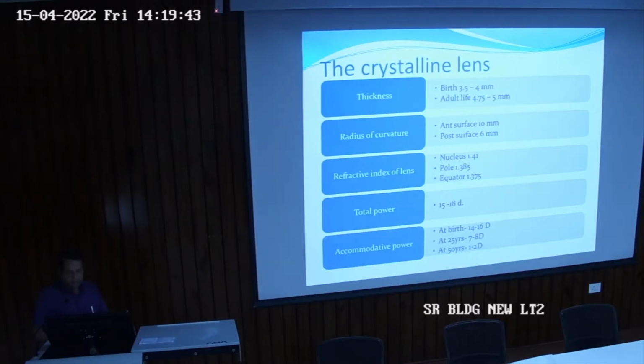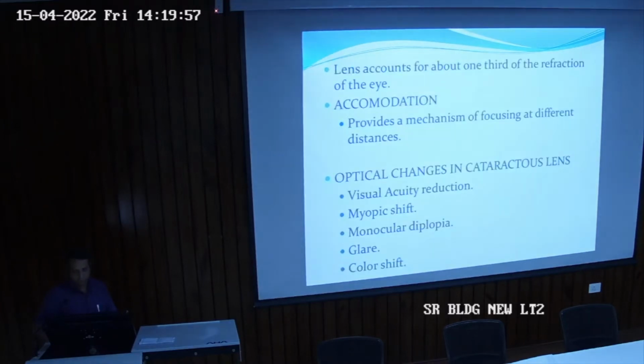Accommodative power is also there. At birth it is maximum, 14 to 16 diopter, which decreases as age advances. At 25 years it will remain 7 to 8 diopter, and at 50 years it will be 1 to 2 diopter. So lens accounts for about 1/3 of the refraction of the eye, 2/3 by the cornea and 1/3 by the lens.